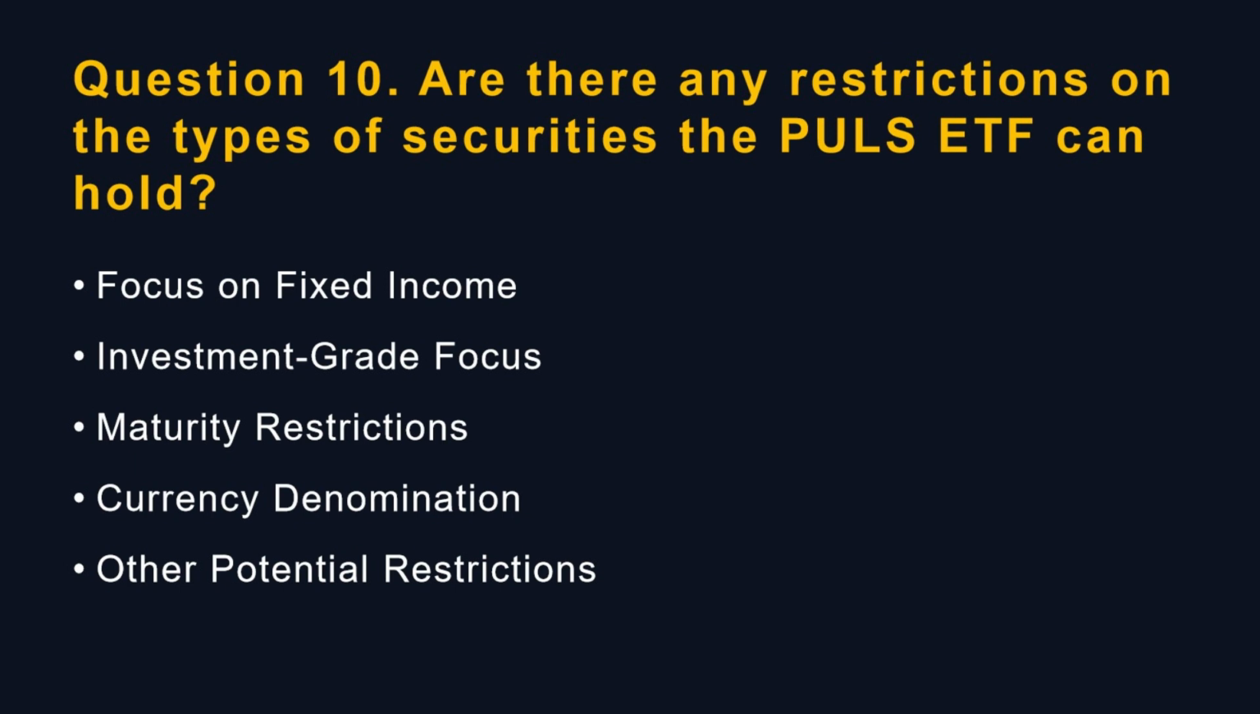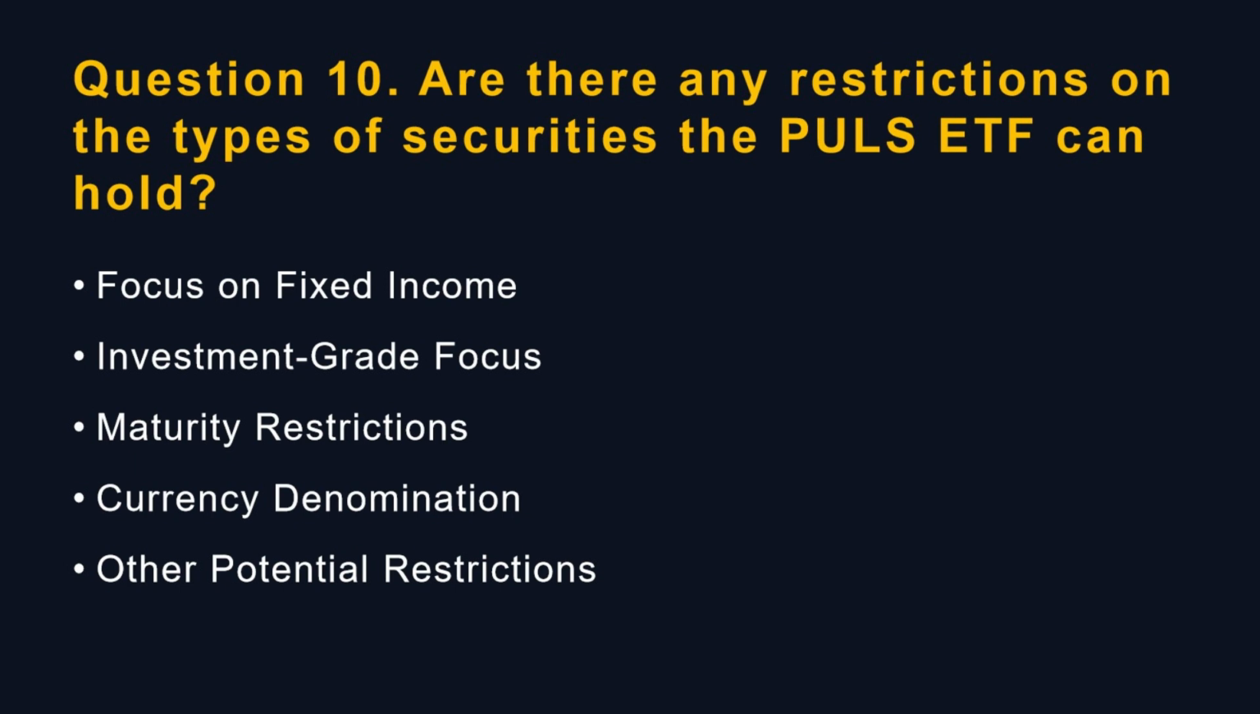4. Currency denomination. Focus on US dollar. The prospectus likely restricts PULS to investing in US dollar-denominated bonds. This avoids the additional risk of foreign currency fluctuations that can impact the value of the ETF.